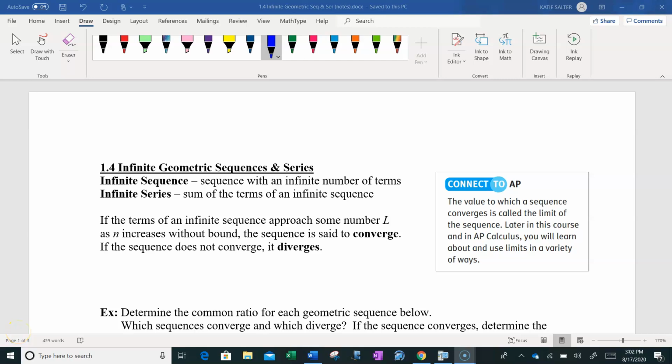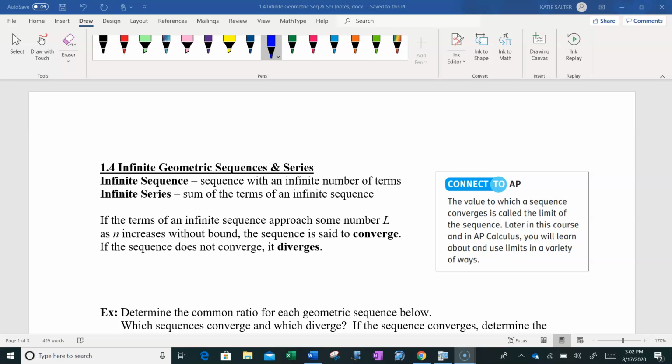Okay, so for infinite geometric sequences and series, an infinite sequence is a sequence with an infinite number of terms. So in other words, it just keeps going forever and ever. An infinite series is the sum of the terms of an infinite sequence.